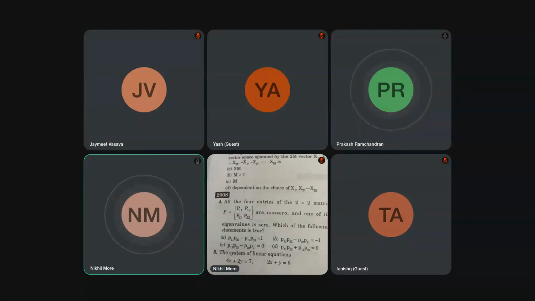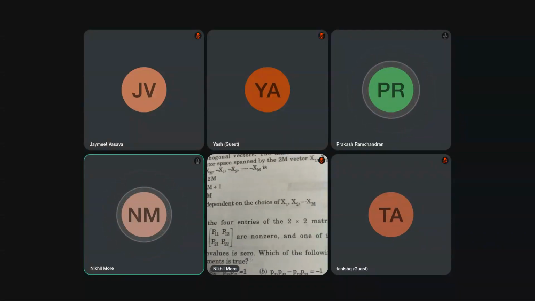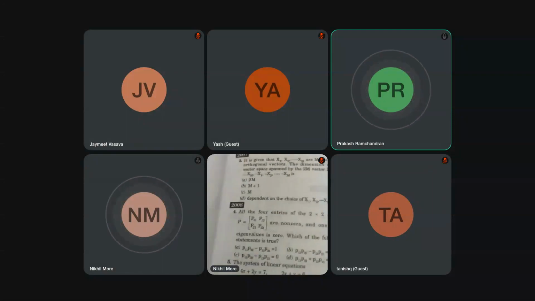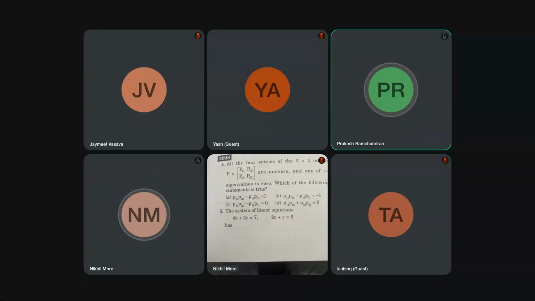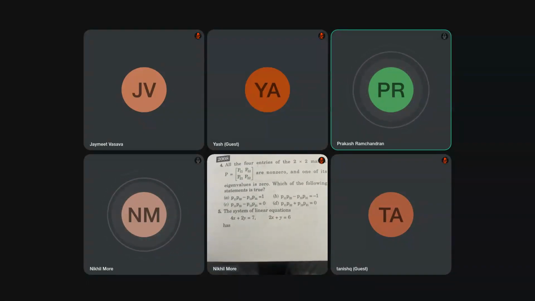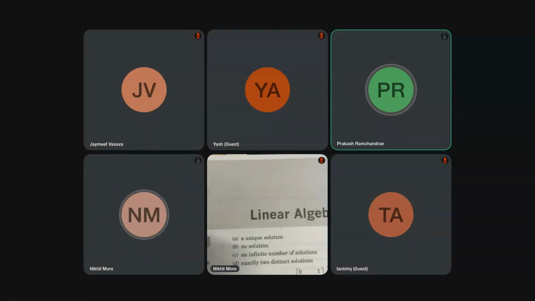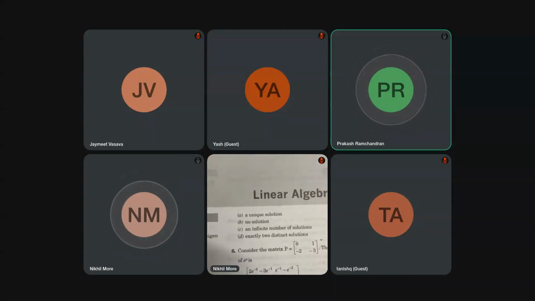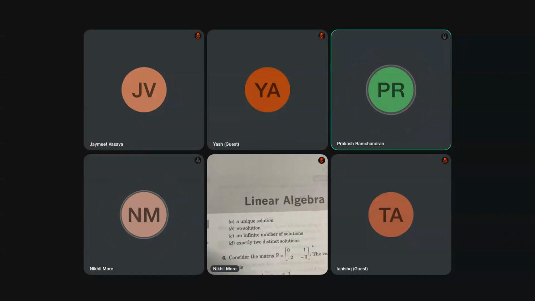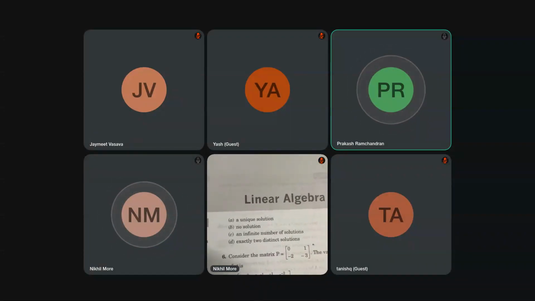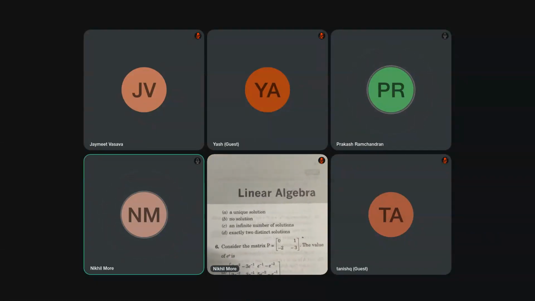Of course, the other one, I will skip. We can even try the fifth one, okay? If you look at the fifth one, it's saying the system of linear equations. Two equations are given: 4x plus 2y equals 7 and 2x plus y equals 6, with options A, B, C, D. The question is whether it is a unique solution, no solution, infinite number of solutions, or exactly two distinct solutions. So it's a catch-22. If you try to solve, you get into an infinite loop.